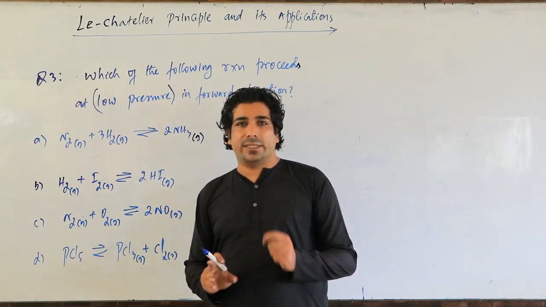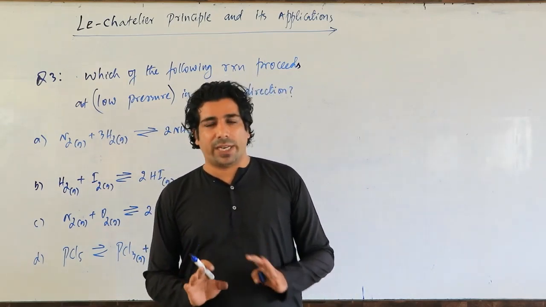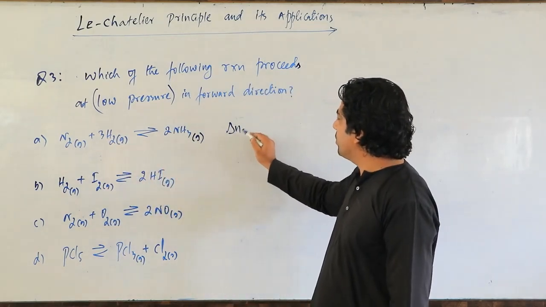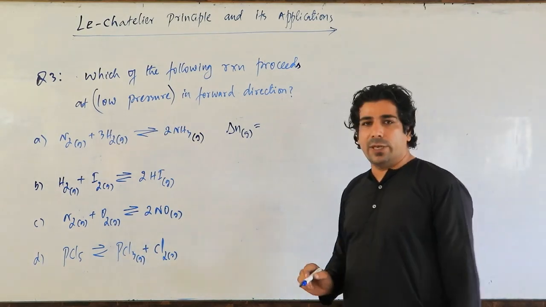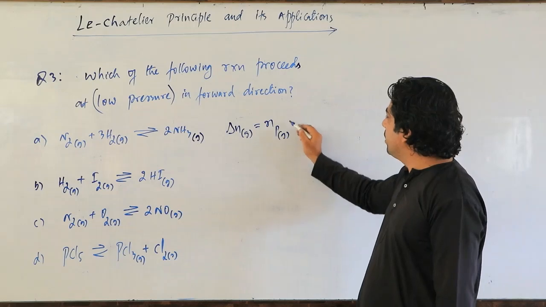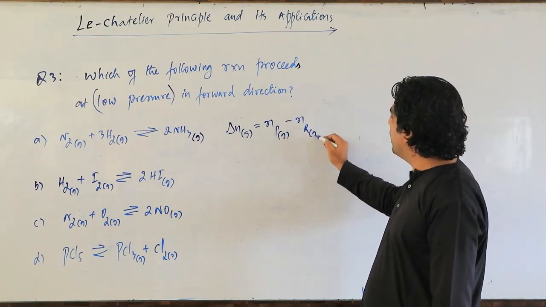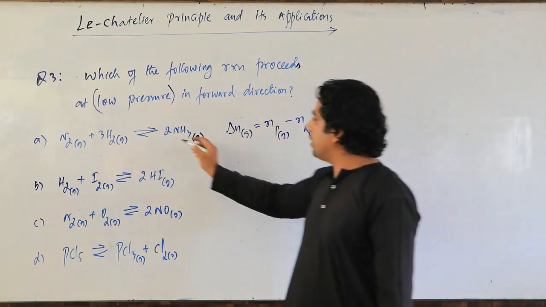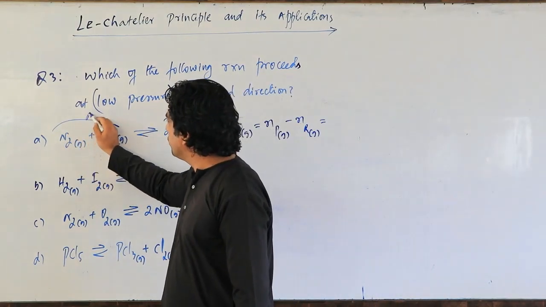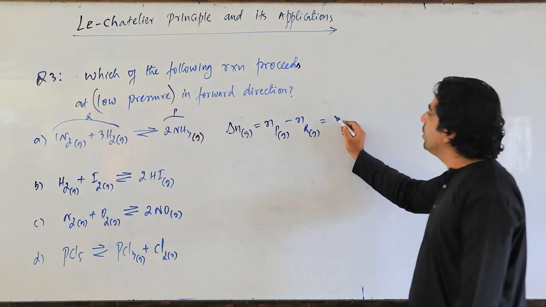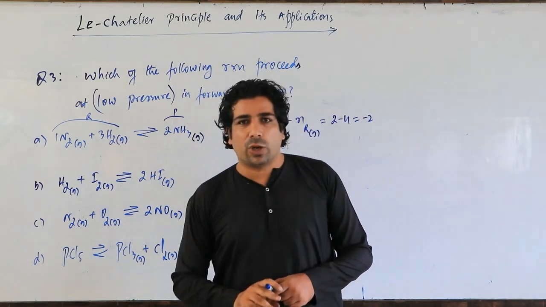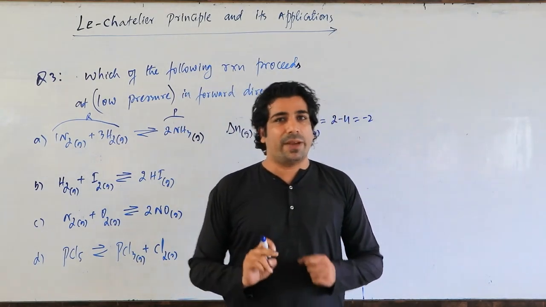If delta N is 0, then pressure will have no effect. Okay? So first of all, let us check out the delta N for this reaction. Delta N gaseous is equal to the number of moles of products in gaseous state minus the number of moles of reactants in gaseous state. Obviously the products are 2 and the reactants are 4. So it will be 2 minus 4, that is minus 2. So dear friends, here delta N is not 0. So pressure will have some effect.